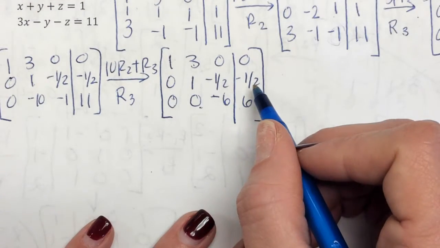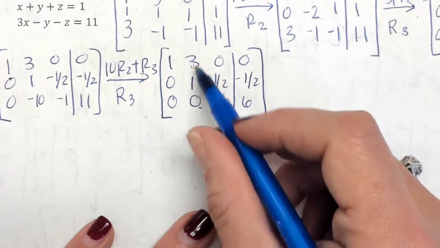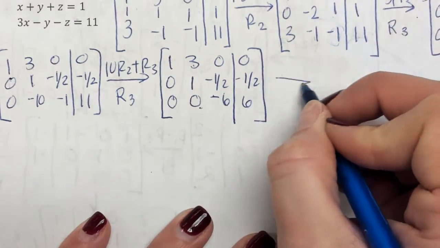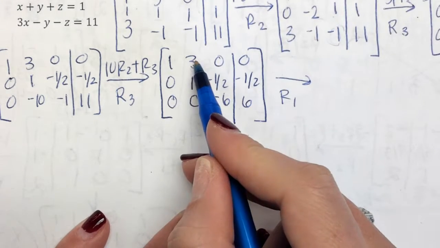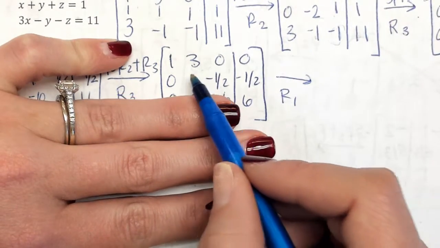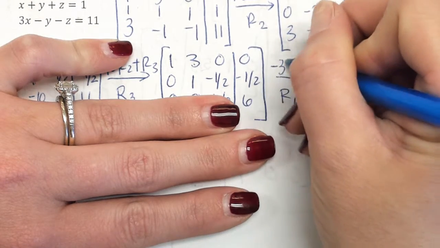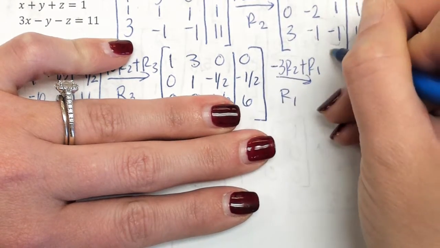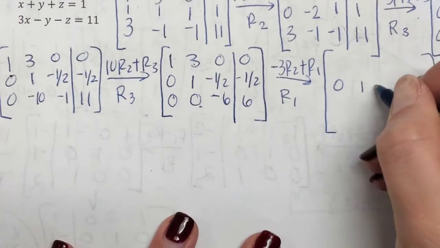By row 2 by what now? Oh, and add it to this one? Okay, we can do that. So he wants to change row 1. He wants to make this a 0. And the only row that can help us with that is this one. And he's going to multiply this by what to cancel this out? Negative 3, row 2 plus row 1. So you can leave row 2 the same and row 3 the same.